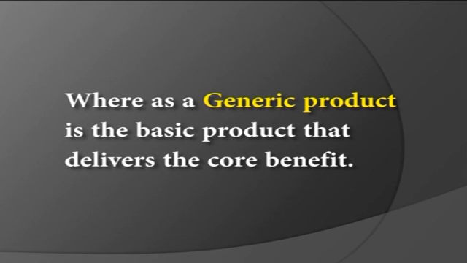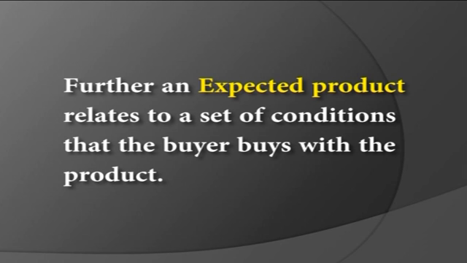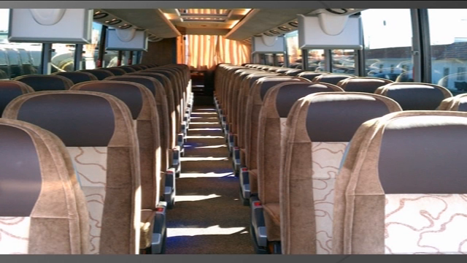Whereas a generic product is the basic product that delivers the core benefit. That means a bullet train which delivers the basic benefit of a comfortable, faster travel is the generic product. Further, an expected product relates to a set of conditions that the buyer buys with the product. In the current example, for instance, timely departure and arrival, easier boarding, comfortable seating, good inside coach services, etc.